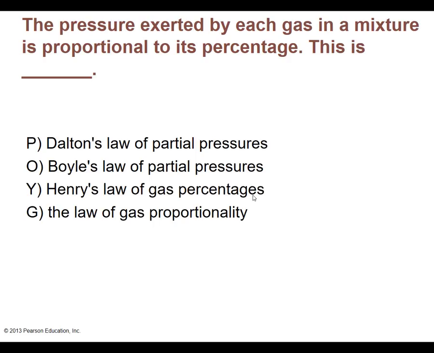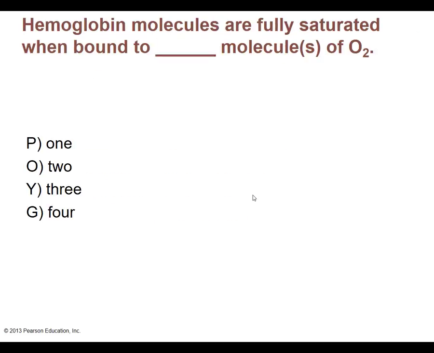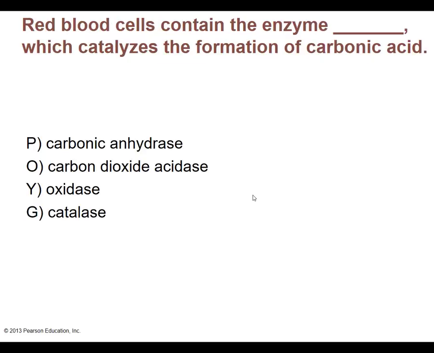Hemoglobin molecules are fully saturated when they are bound to 4 molecules of oxygen. Red blood cells contain the enzyme carbonic anhydrase, which is the enzyme that forms carbonic acid. The ventral respiratory group, found in the medulla, is responsible for setting your basic rhythm of breathing at 12 to 18 breaths per minute.